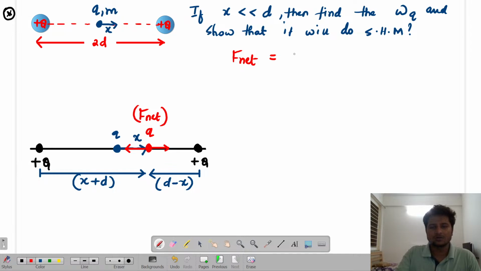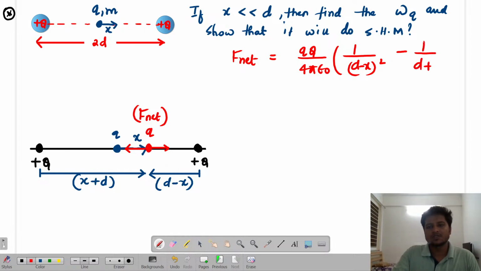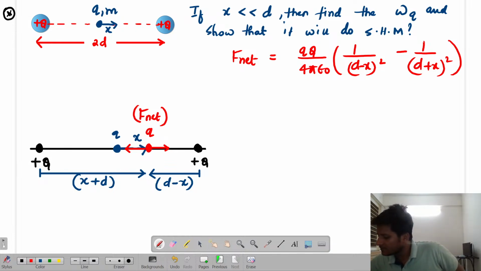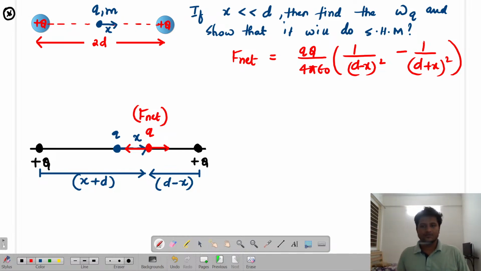So I'll write F net is equal to 1 by 4 pi epsilon naught common, and then charge is also same, so I can take q into Q by 4 pi epsilon naught common. First distance it will come as 1 by (d minus x) whole square minus 1 by (d plus x) whole square. This will be my resultant force equation, isn't it? Are you able to get me? यही होगा ना. तो एफ नेट जैसे ही मालूम चला, अब इसको मैं सॉल्व कर सकता हूँ.